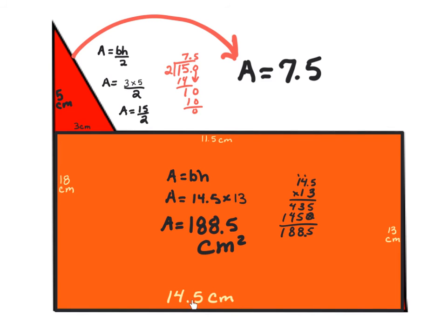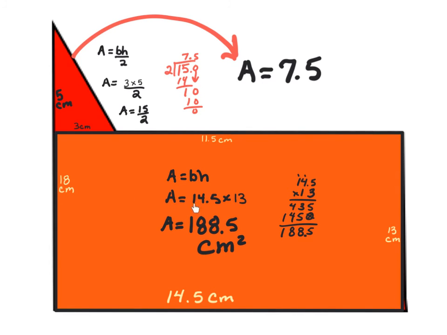It's the 14.5. Now I want you to notice I did not use this top one because this top one stops here, and from there to there is 11.5. To get the full base that goes all the way from here to here, I need to use this bottom one, the 14.5. So I plug that in there. Now for the height, I have to use this height of 13. Once again, this height goes all the way to the top, so I don't want to use the 18. I want to make sure I use this one here.